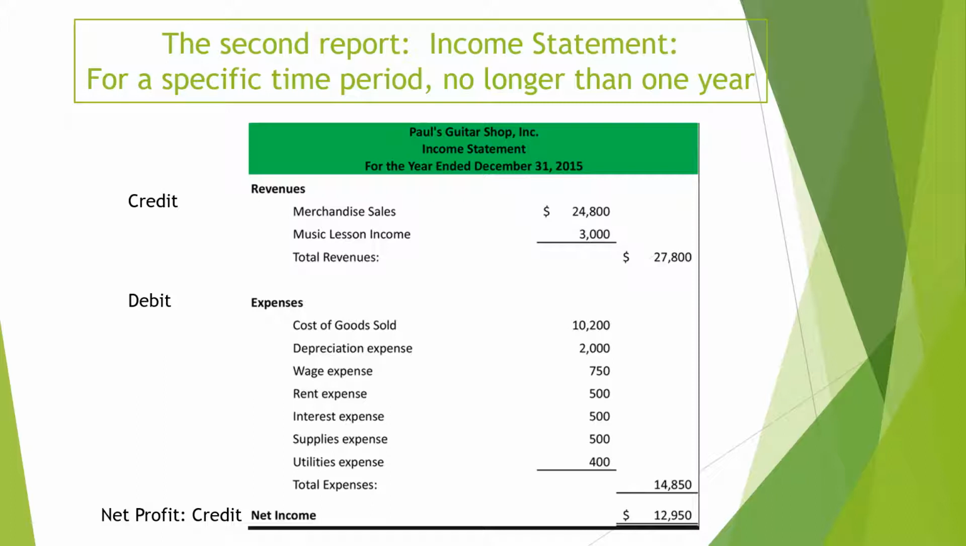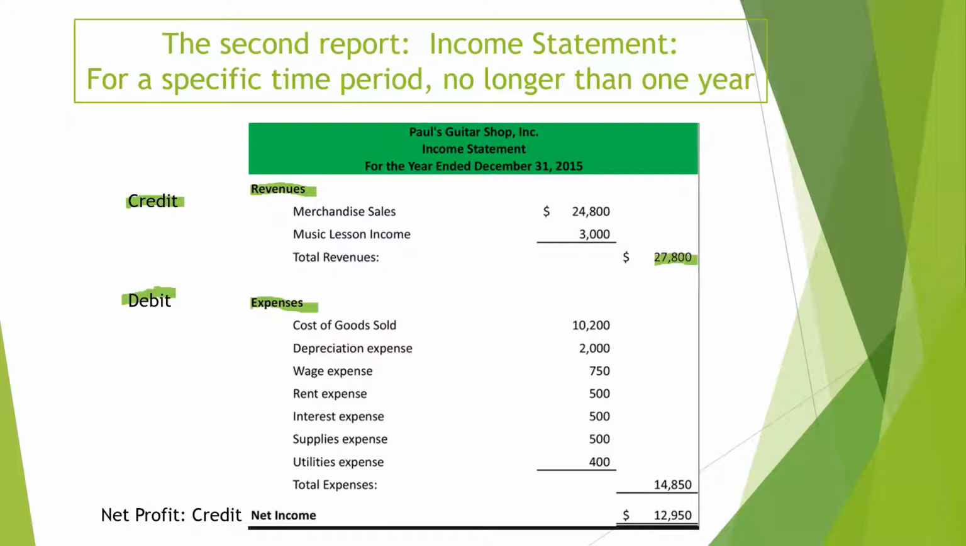So we first start with revenues, and do we remember what revenues, what normal balance they carry? That's right, they carry a credit balance. Next are expenses, and what kind of a balance do they carry? Well, they carry a debit balance, don't they? So now let's look at the results.